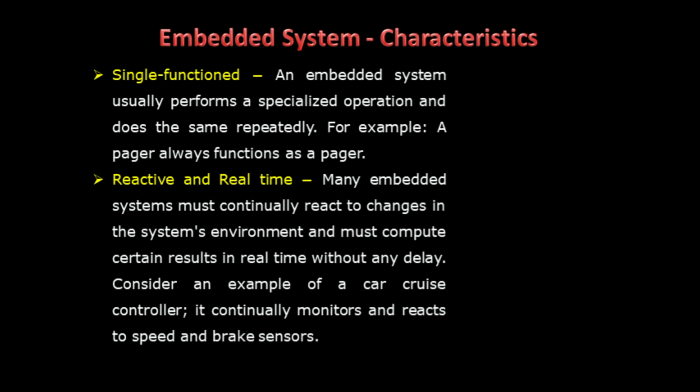Next, the characteristic of an embedded system is that it is reactive and real time. Many embedded systems continuously react to changes in the environment. They do the necessary actions without any delay. For example, a car cruise controller system continuously monitors the speed and brake sensors to determine the speed of the car.